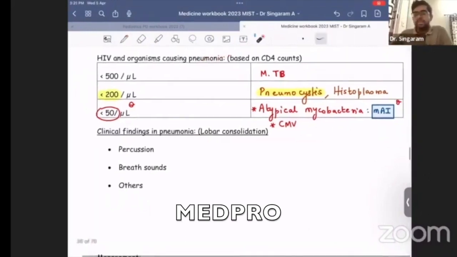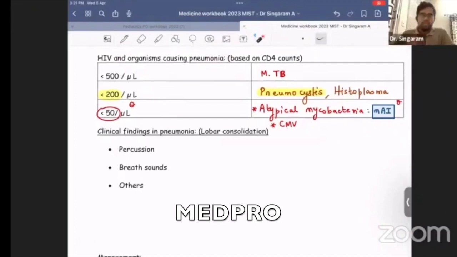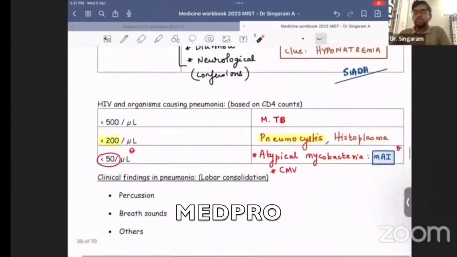I feel this particular table itself is very, very important for your exam. Keep a note of that and please keep following that. That is something which can be repeated again with high probability in your exams. So don't forget this. Okay, so this is all about the pneumonia part.